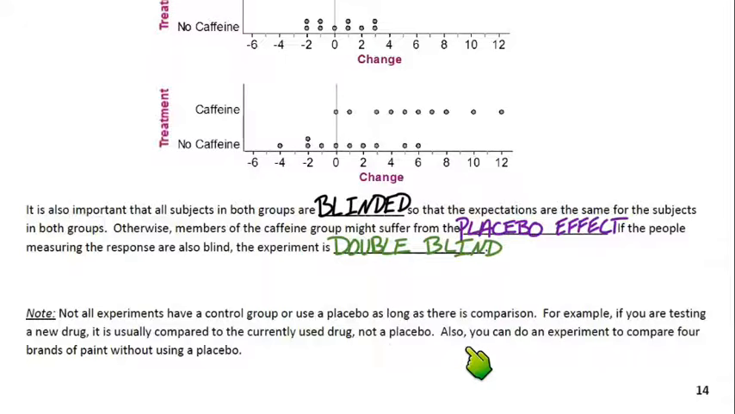Also, you can do an experiment to compare 4 brands of paint. Right? You can compare 4 brands of paint in an experiment, and you don't need a placebo or a group that didn't receive anything. So it's not like you have to have those in every single type of experiment.